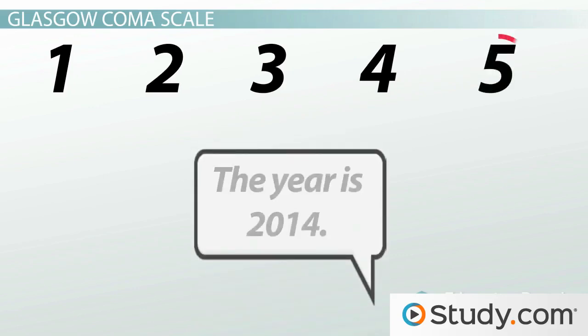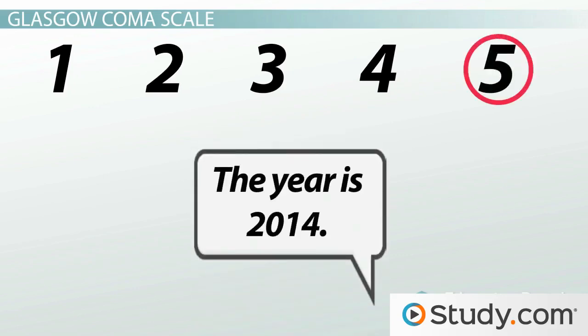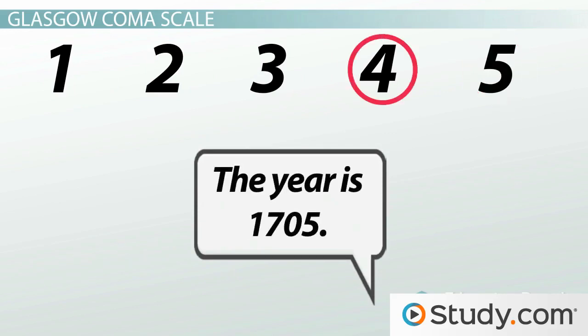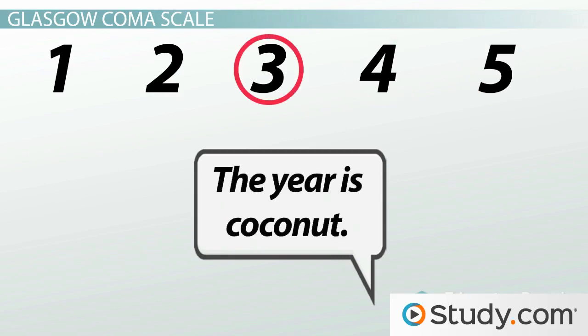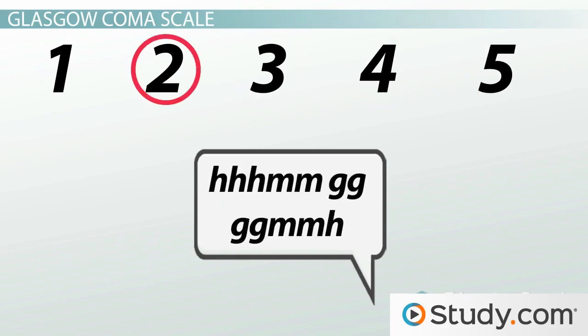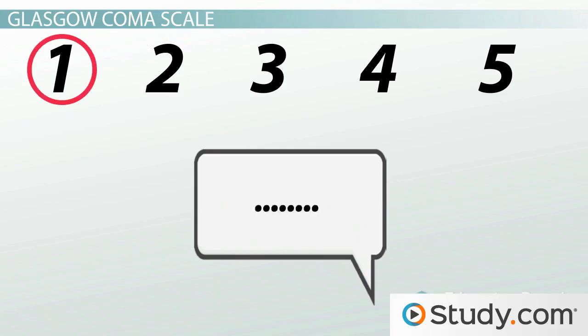For the verbal response, there are 5 grades. A 5 is given to those giving cohesive and oriented responses to questions. A 4 for confused responses to questions. A 3 for random and inappropriate words. A 2 for moans and groans. And a 1 for no verbal response.